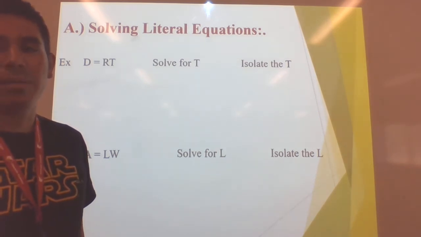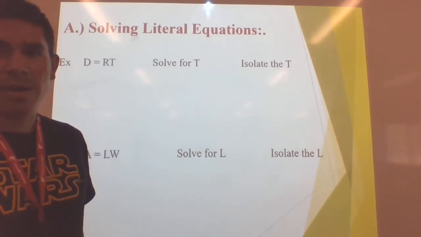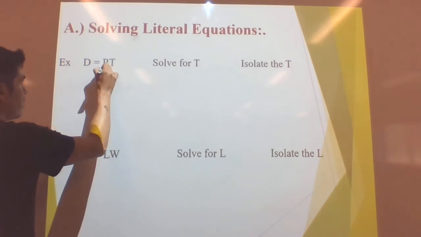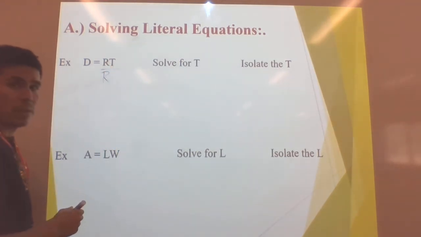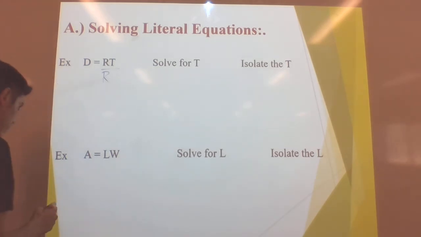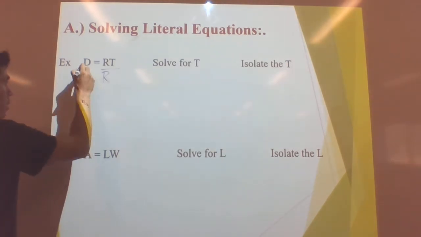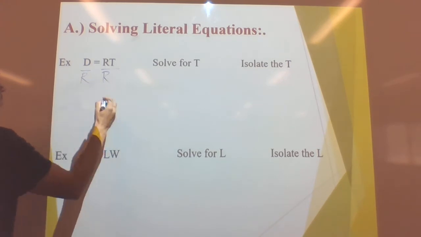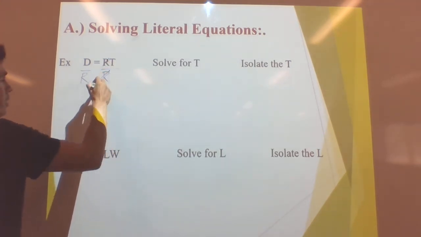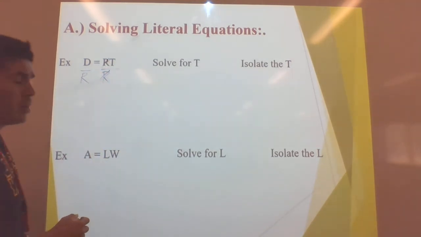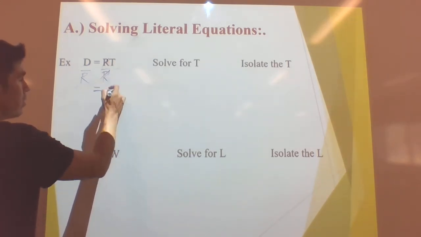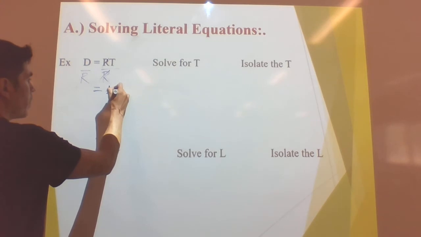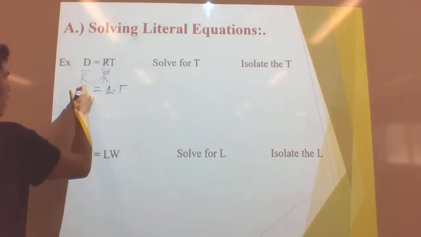I'm multiplying by r. So then you ask yourself, what's the inverse of multiplying by r? Well, the inverse of multiplying by r is dividing by r. So what I'm going to do is divide by r, and in doing so, I must do it to both sides. Okay? The r divided by r is just 1. So I get 1 times t. Okay? You can write down 1 times t equals d divided by r.